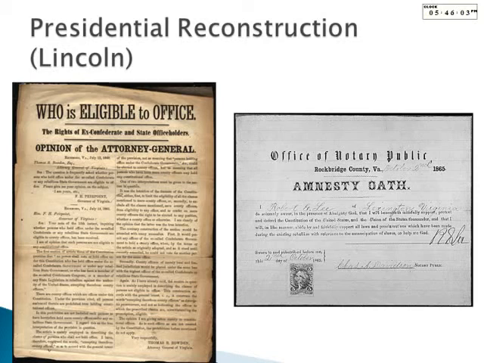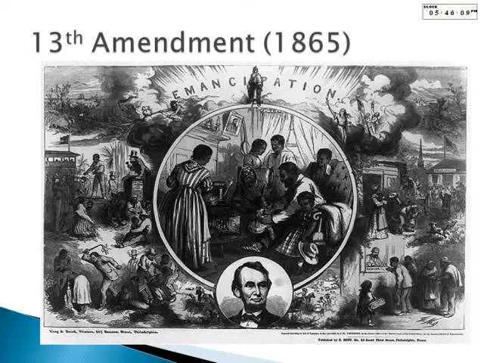Radical Republicans, though, they were not having any of that business of let's just make it easy and quick and simple. Did they want to punish the South? Yeah. Did they want to make them pay? Yeah, I mean, there's a vendetta, there's anger, there's frustration. All these people are dead.